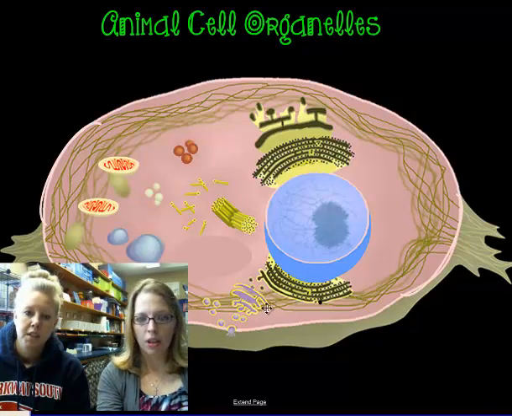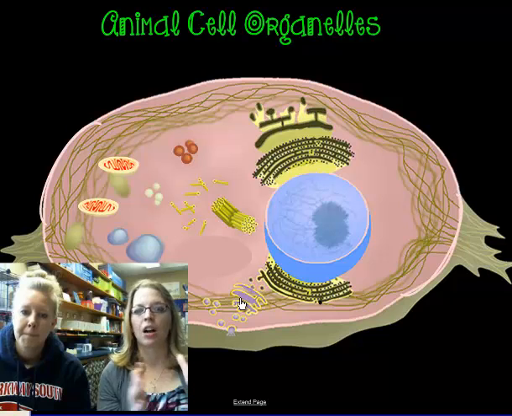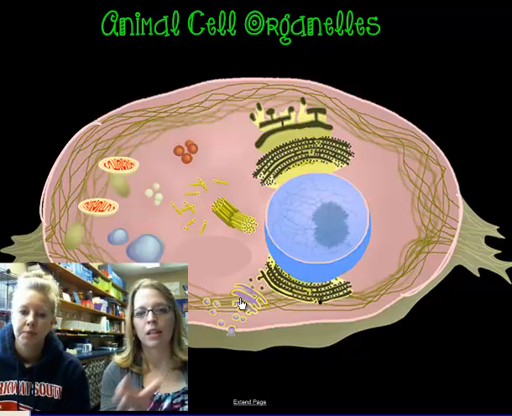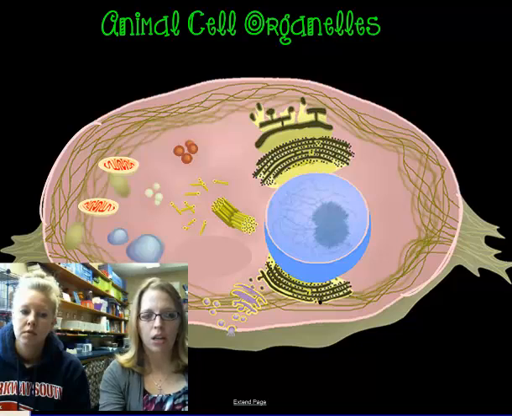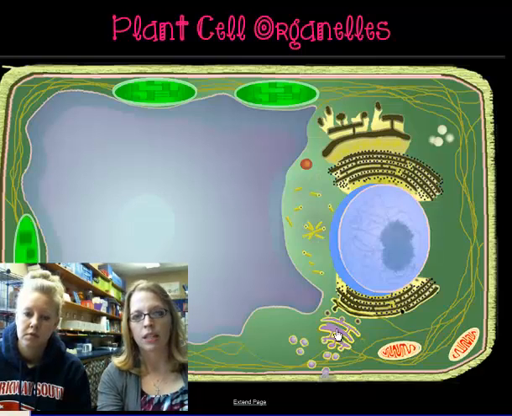Golgi body. Again, it's in both. We got it right here. It kind of looks ER-ish, but I know the difference because the ER is always next to the nucleus, and Golgi bodies can be wherever. And then in a plant cell, it's in the same location.